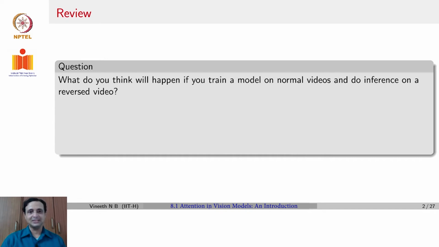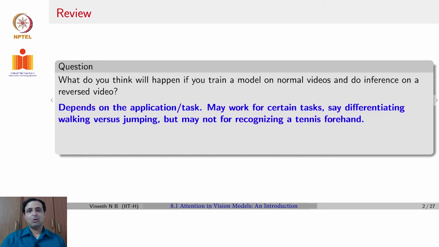Hope you had a chance to think about this. It depends on the application or task. For certain activities, let's say you want to differentiate walking from jumping, it could work to a certain extent even if you tested it on a reversed video. However, for certain other activities, say a sports action such as a tennis forehand, this may not be that trivial.